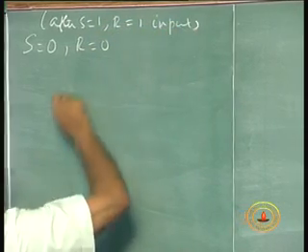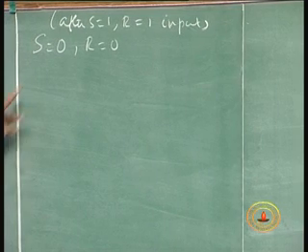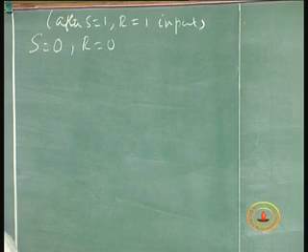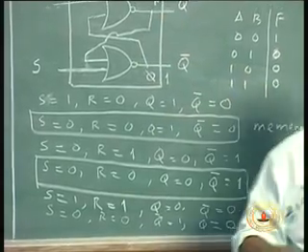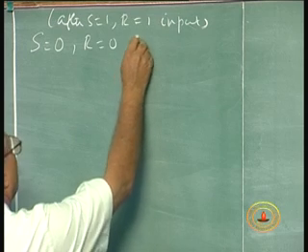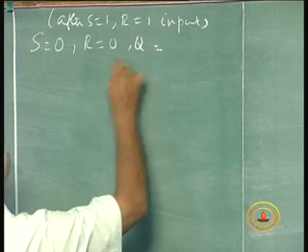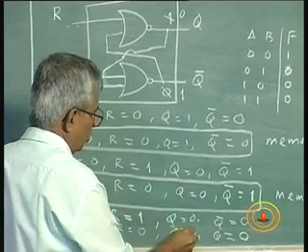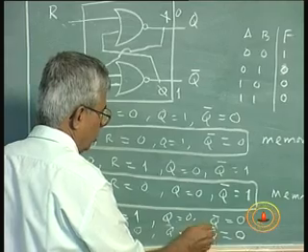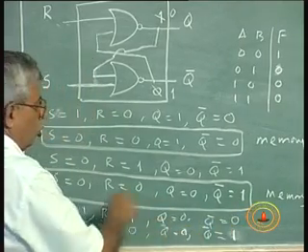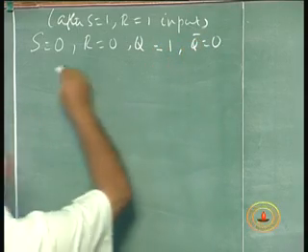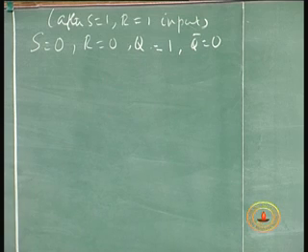After S is equal to 1, R is equal to 1, I can make S is equal to 0, R is equal to 0. One possibility is the output is Q bar is 1, Q is 0. The other possibility is Q bar is 0, Q is 1. It is also possible. I can either get this or this, either of the two combinations will be valid.